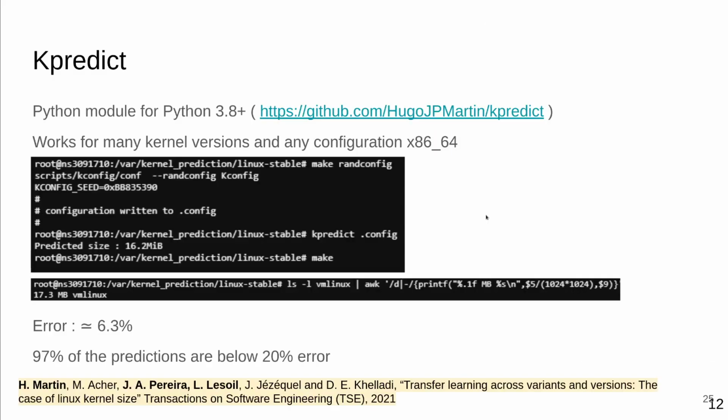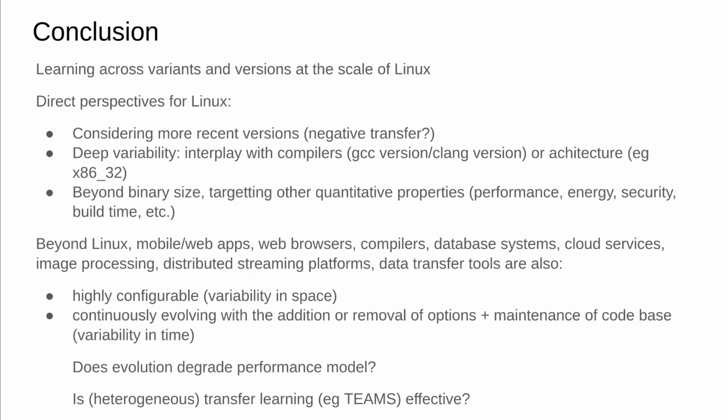So we have a tool called kpredict, and you can have a look. In conclusion, learning across variants and versions at the scale of Linux, we show that it's possible with careful engineering and transfer learning. Direct perspectives for Linux as future work is to consider more recent versions. Hopefully we won't observe negative transfer.